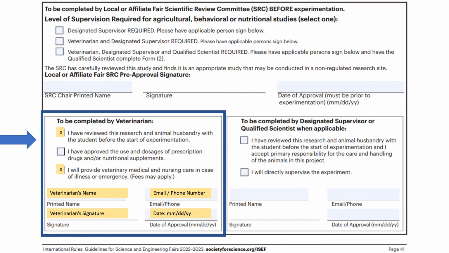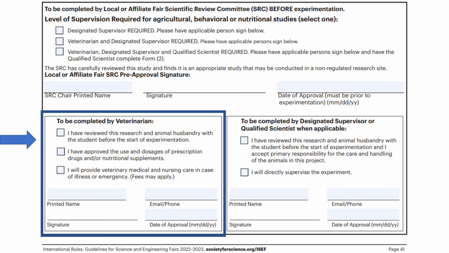If you are asking the animal to do something that it normally wouldn't do during its typical daily life, but are not providing drugs or supplements, you should have a vet check the top and bottom boxes and enter their name, email, phone number, signature, and date. If the animal is not being asked to do something out of the ordinary for them, you probably will not be required to have a vet sign this form and can leave this section blank.